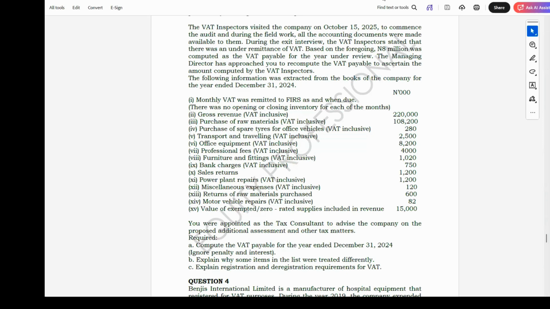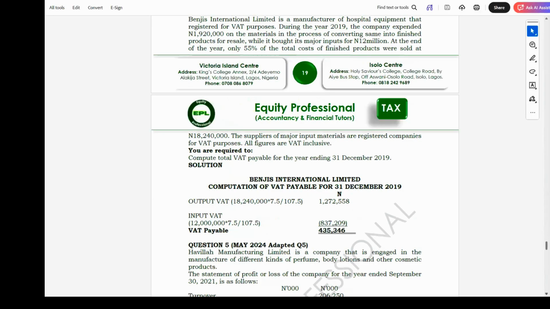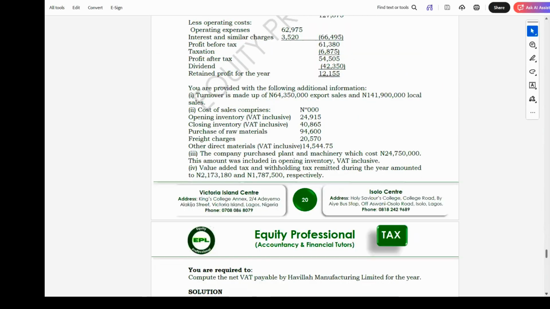They also ask you to explain registration and the registration requirement for VAT. So we know the registration for VAT. You're expected to register within how many months? Within 6 months after commencement of trade for the purpose of value added tax.